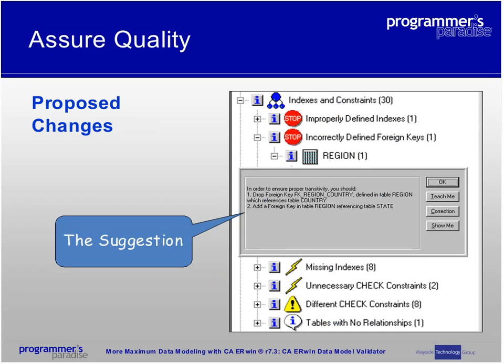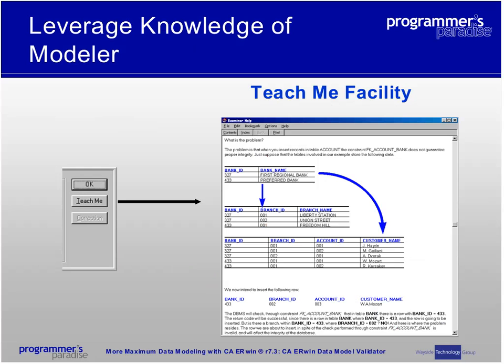Here's another example, proposed changes. Now the suggestion is, in order to ensure proper transitivity, you should drop the foreign key by region country and then define it in table region. So basically, it's going to take you step by step to propose the changes that you need to work with.